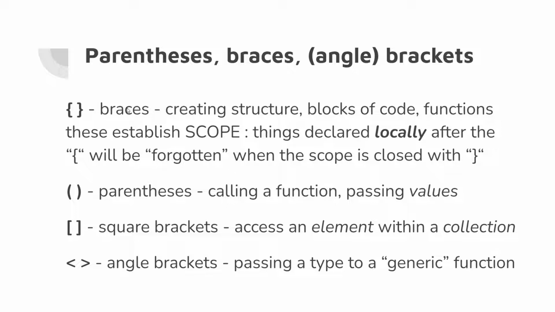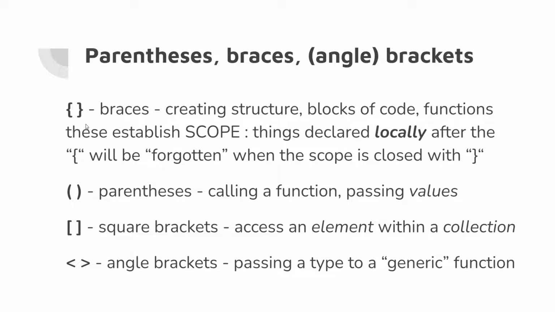The curly braces, or just braces. They are used for creating structure or scope, for defining blocks of code and functions. These establish the scope of something, right? So things can be declared locally after the opening brace. They will be forgotten when the scope is closed with that close brace, or if you return from a function, something like that. Anything in there that is local to a function or a method will be used as long as you are directly inside there, but the moment you leave out that closing curly brace or you return from there, it goes away, right? We're creating local scope using these braces.